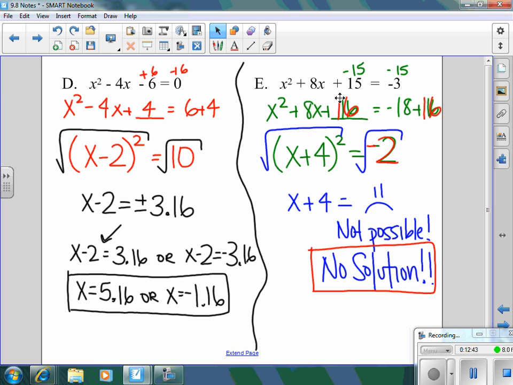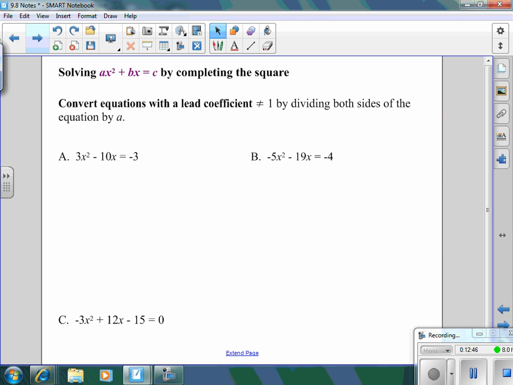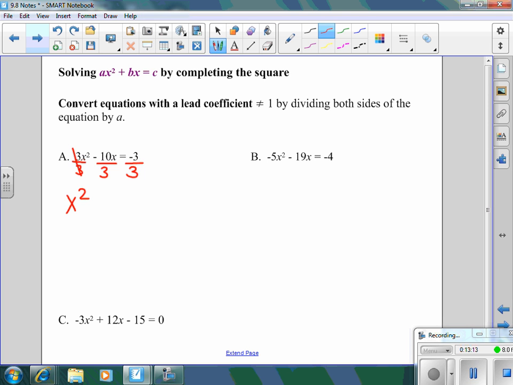Now the next couple problems that we're going to do have a leading coefficient that's not 1. This cannot happen. So what we need to do is divide everything by a. So let's do a together. We have 3x squared minus 10x minus 3. Can't happen. So what I need to do is divide everything by 3. It's going to be a little messy, but that gives me x squared by itself. Leave this as a fraction. Do not turn it into a decimal. I know it's tempting. Remember, we got to leave ourselves a space here, and then it equals negative 1.